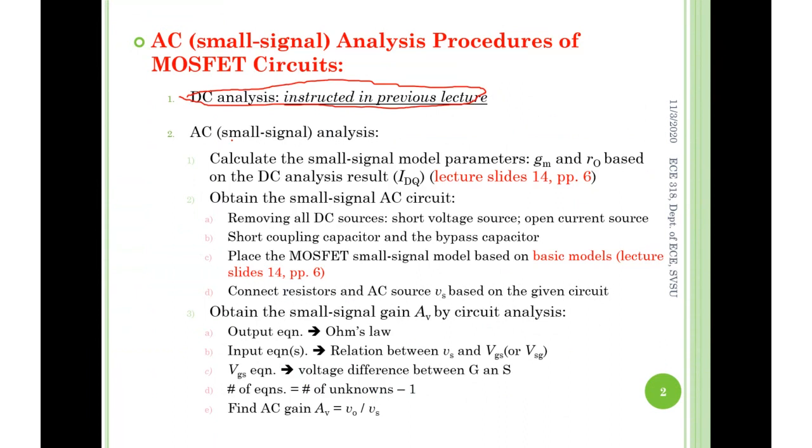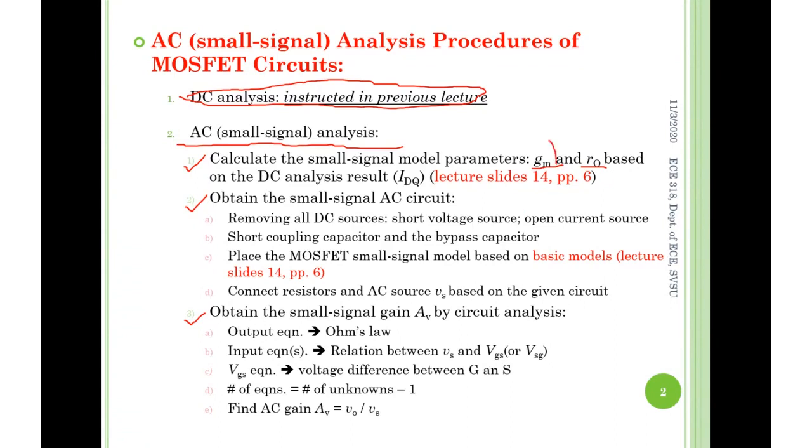By the way, today we're going to review midterm 2 in the second half of the lecture. Here, let's quickly go over this procedure once again. It basically has 3 steps, 3 checks. First step is to calculate the small signal model parameters, 2 parameters. We have 2 formulas, available in the lecture slides 14, page 6. 2 formulas for 2 model parameters, gm and r0.